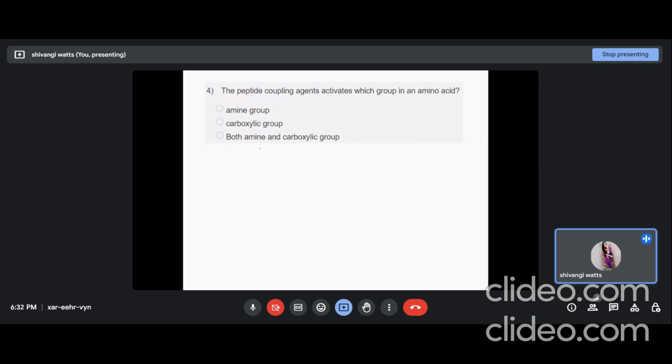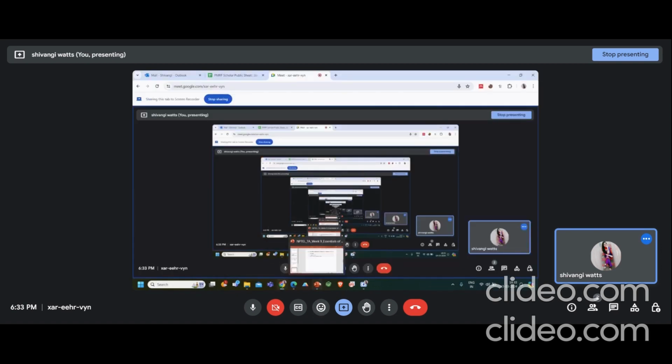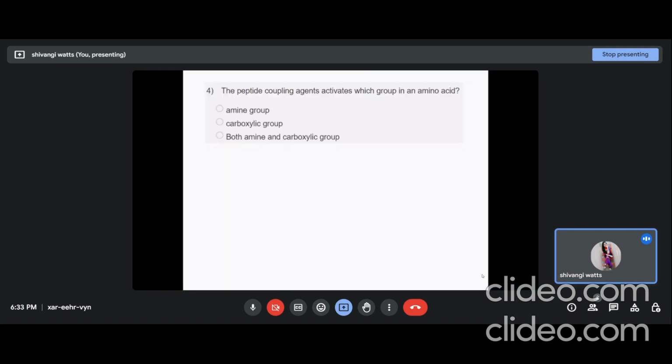The fourth question is, the peptide coupling agents activate which group in an amino acid? The first option is the amine group, second option is the carboxylic group, the third option is both amine and carboxylic group. Wait, I will check if some problem is there. I think everything is correct. The peptide coupling agent activates the carboxylic group in an amino acid. So the right option is the carboxylic group.